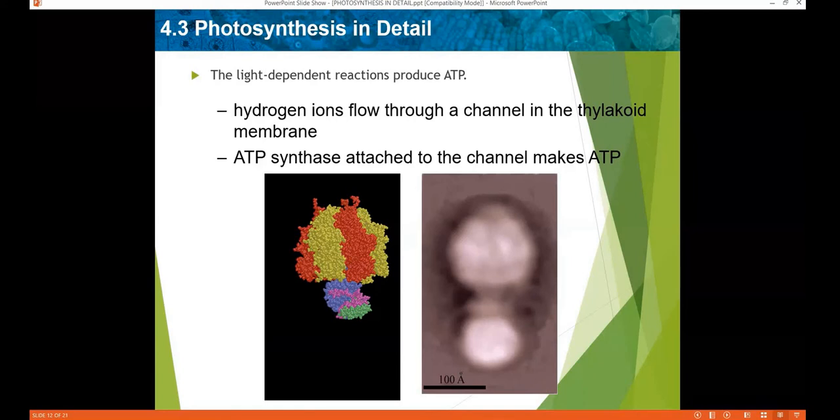Okay, so these are the products of the light-dependent reactions. Oxygen is given off as a waste product, and energy from ATP and NADPH is used later to make sugars in the light-independent reactions. Okay, so these are the steps which take place in photosystem 2 and photosystem 1.